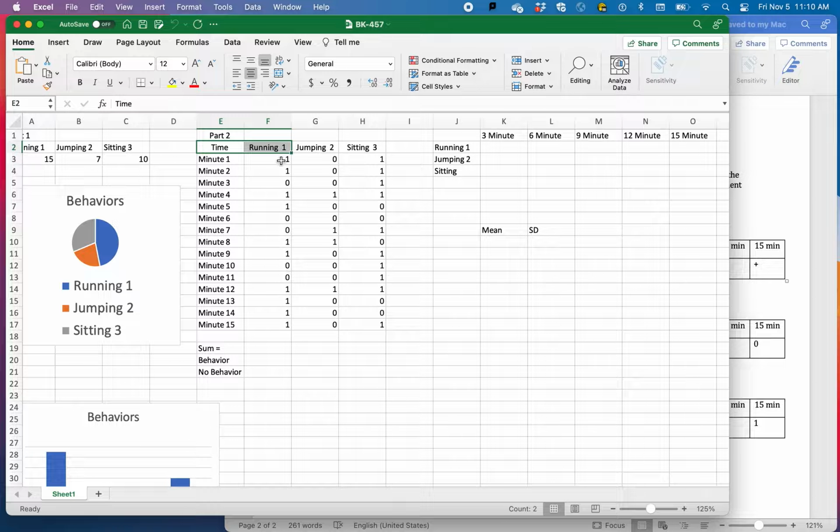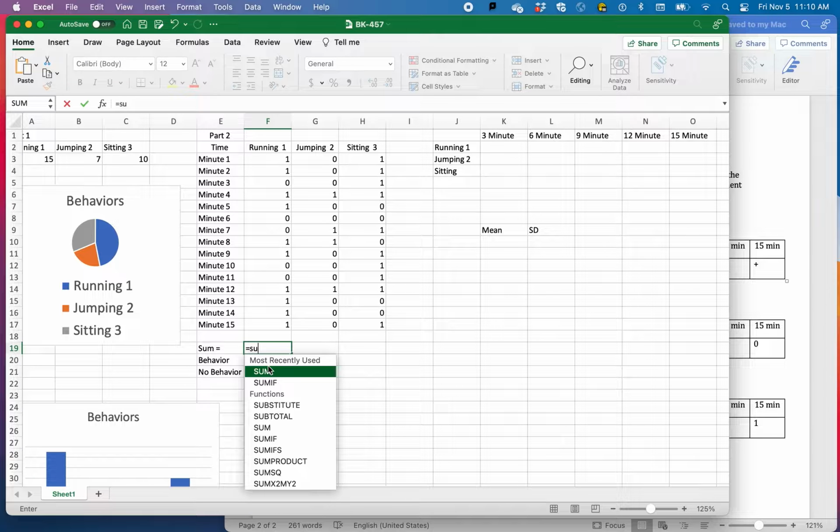So what we're going to first look at is the proportion of time that students spent in those different behaviors. And to do that, we want to first sum our data. And so this is for running. Excel has built-in algorithms that will essentially do all the math for you. You just have to call it up or look for it. So to sum a column of numbers, you will first type equal and then start to type the word sum. You see it comes up here and it starts to set the equation up here.